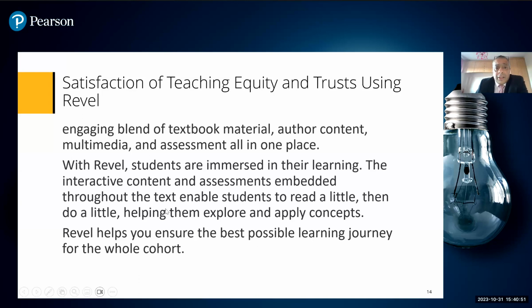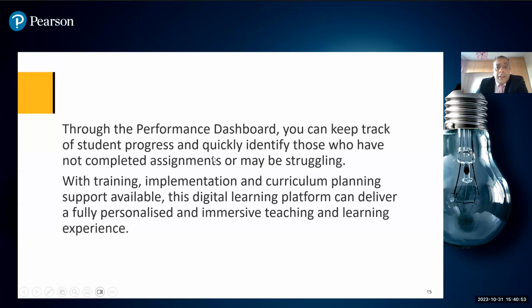And what you can do as tutors using this book is to use it in a way that suits your particular needs. There are performance dashboards where you can identify student progress, identify those who have not completed assignments. You can use the assignments that come with it. And basically, it allows you to give students instant feedback, or for the students to get instant feedback and understand where they are going and the direction of travel.